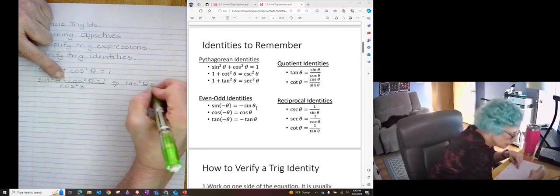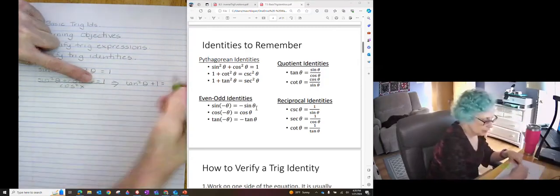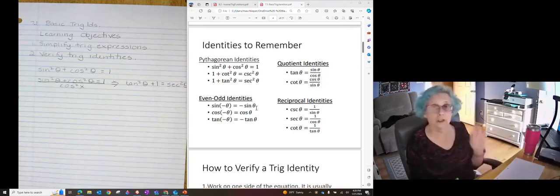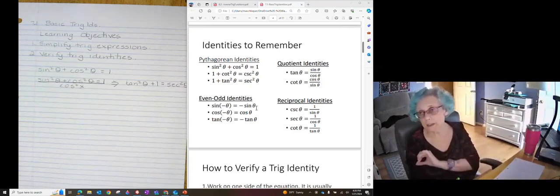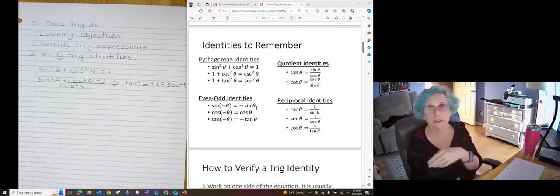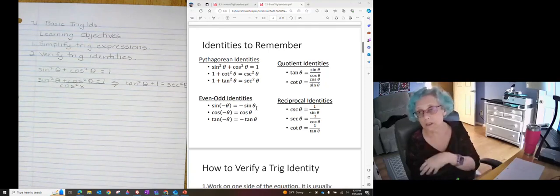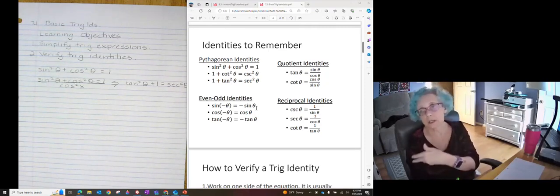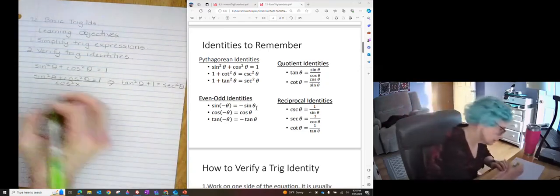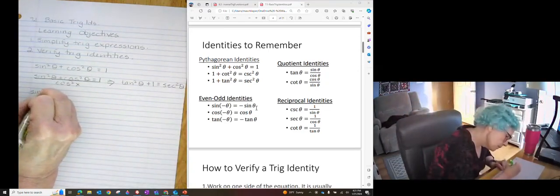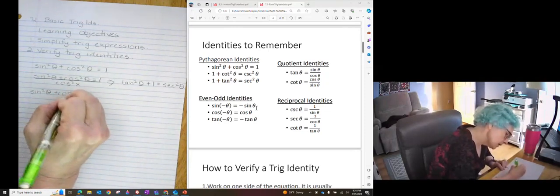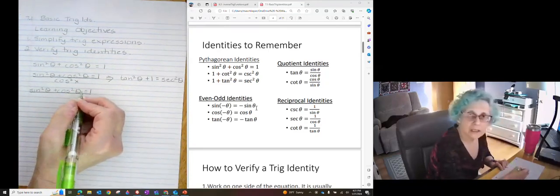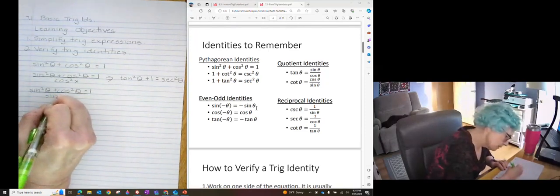Cosine over cosine is 1, and 1 over cosine squared is secant squared, because you have to memorize those reciprocal identities. Cosecant is 1 over sine, secant is 1 over cosine, and cotangent is 1 over tangent. You also need to know the quotient identities. Tangent is sine over cosine, cotangent is cosine over sine. That is sine squared plus cosine squared equals 1. Pythagorean identity that we all memorize and love so very much.